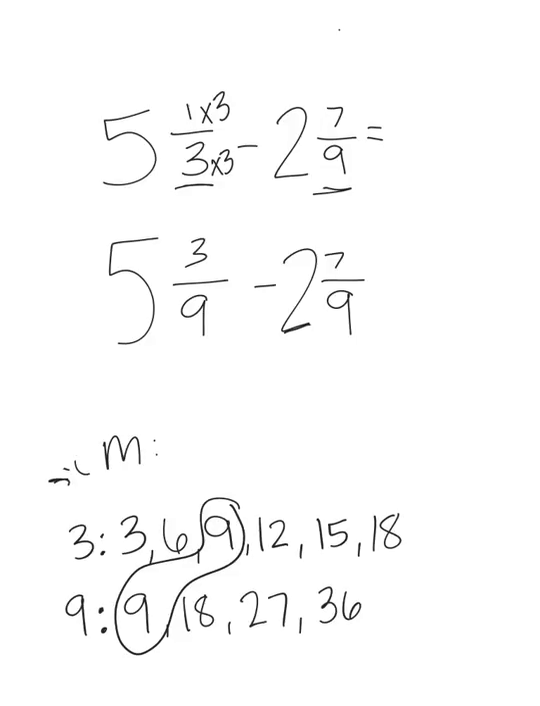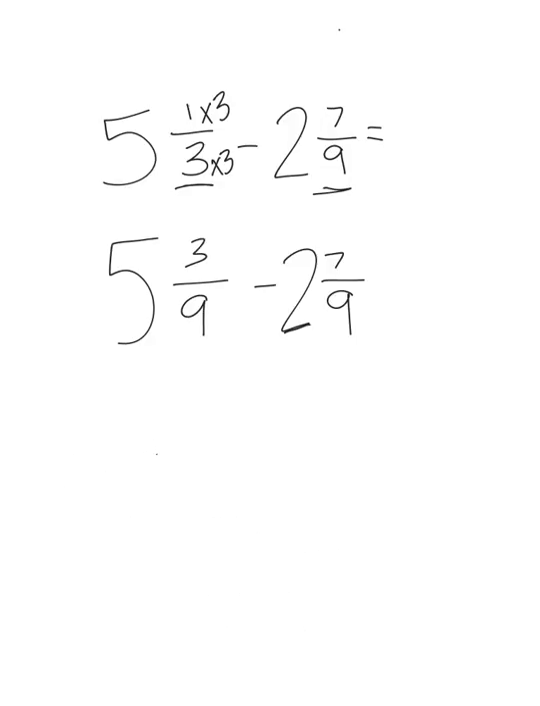Okay. I'm going to erase this down at the bottom so that we can have some room to work. Okay. Well, let's go ahead and start subtracting. 5 minus 2 is 3. And then my denominator stays the same because we're subtracting. And then 3 minus 7. Well, if you notice, we can't even do that. So let's see what we can do to solve it.